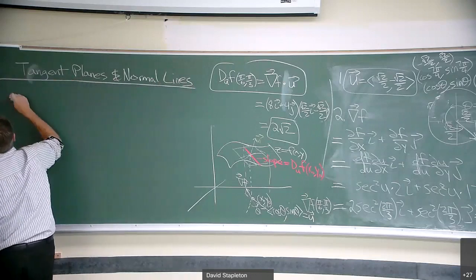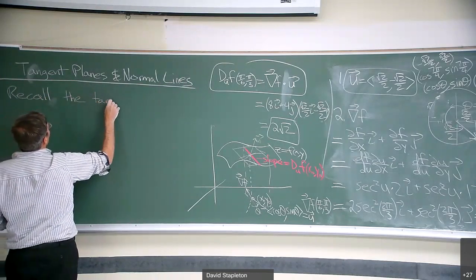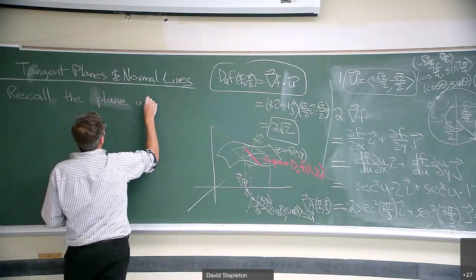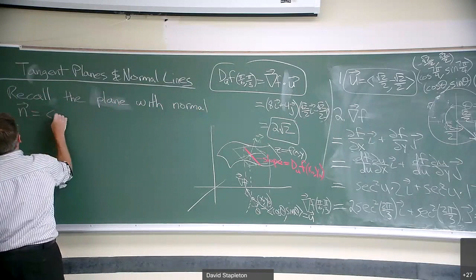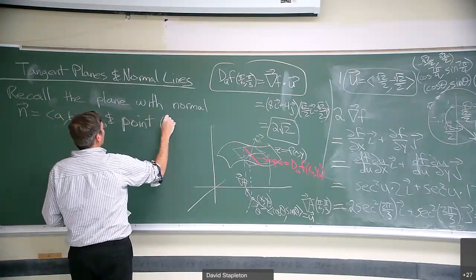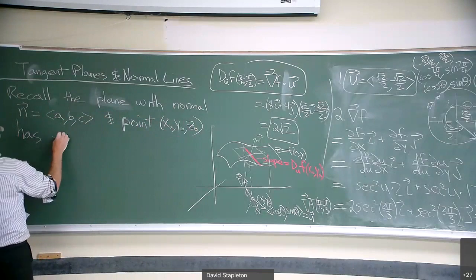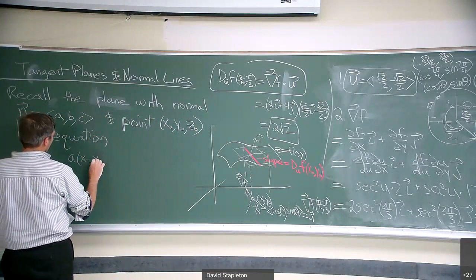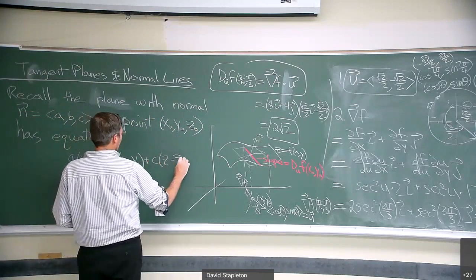You've seen planes before. Recall from calculus 3, the plane with normal, a perpendicular vector, n equals a, b, c of its components, and point on the plane, x naught, y naught, z naught, has a point normal equation: a times x minus x naught, plus b times y minus y naught, plus c times z minus z naught equals 0.